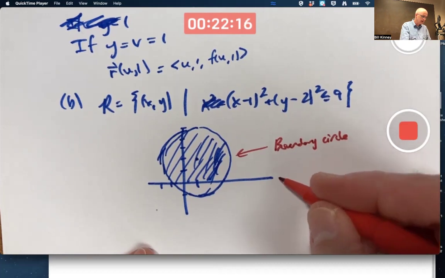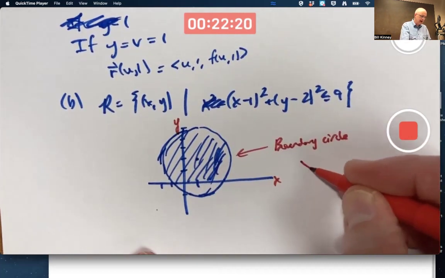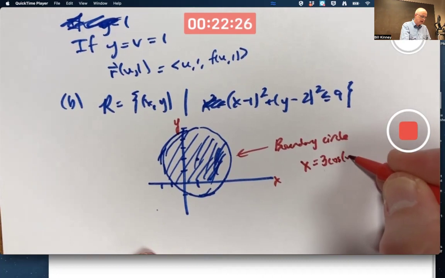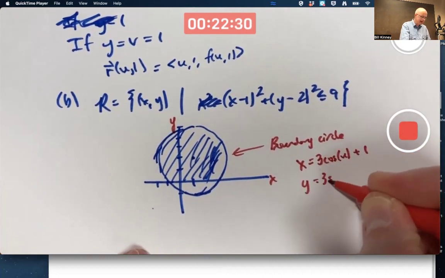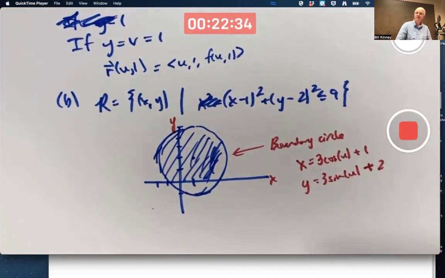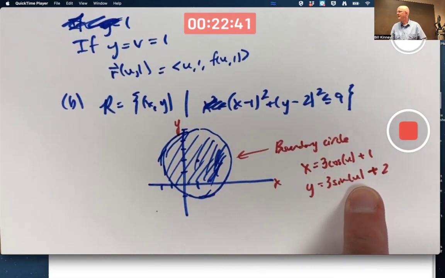We could use, let's call this x and y, x equals 3 cos u plus 1 and y equals 3 sine u plus 2. I could have used a different letter besides u. I could have used a theta.